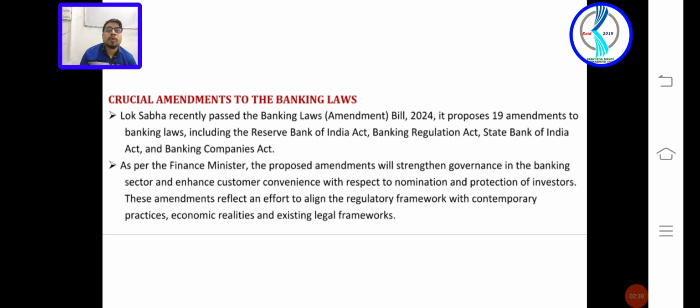Why do we require such changes this time? As per the Finance Minister, this amendment will strengthen governance in the banking sector and bring certain changes that are very important in the present situation. These amendments reflect an effort to align the regulatory framework with contemporary practices, economic realities and existing legal frameworks. In order to cope with the present situation, we require such amendments.